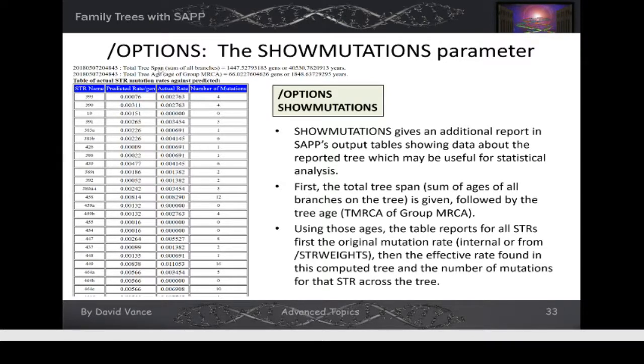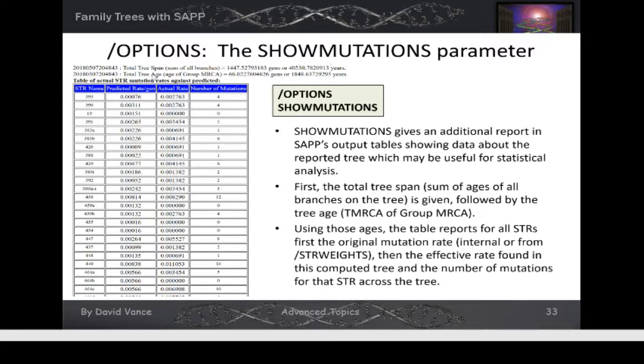This is the span, meaning the sum of all the branches. If you add up the ages of all the branches on the tree, you get to a number of generations that doesn't equate to elapsed time. It equates to the number of generations total for all the branches of the tree. So in this case, that's 1,447 generations. It'll also translate that into years.